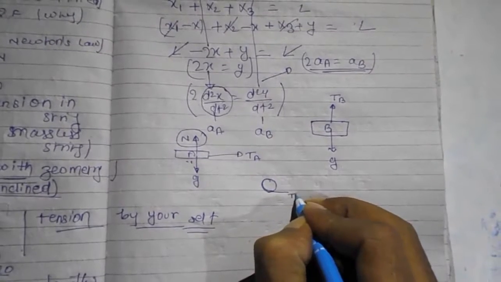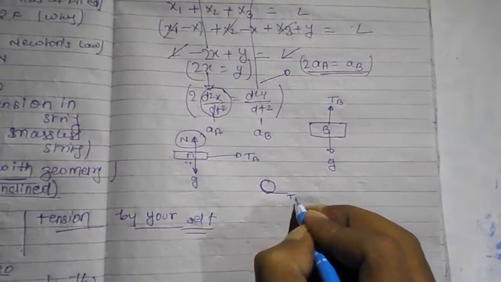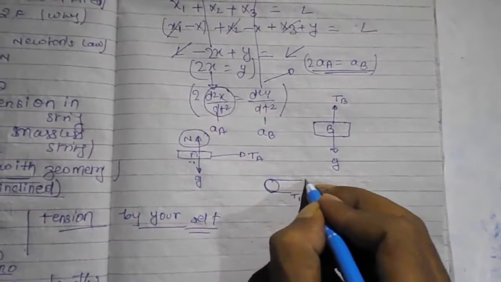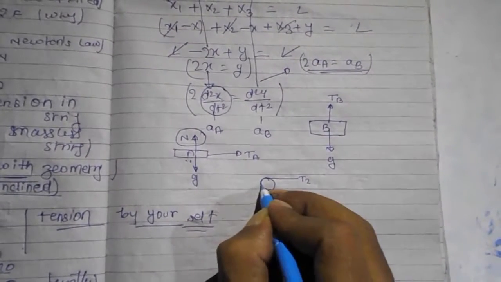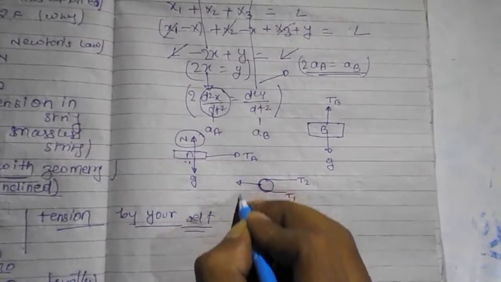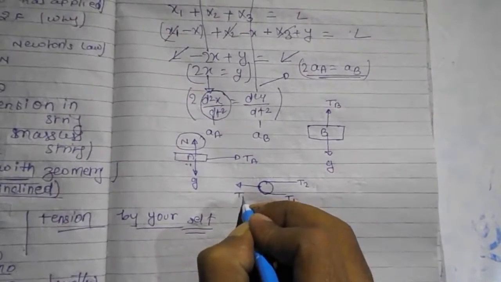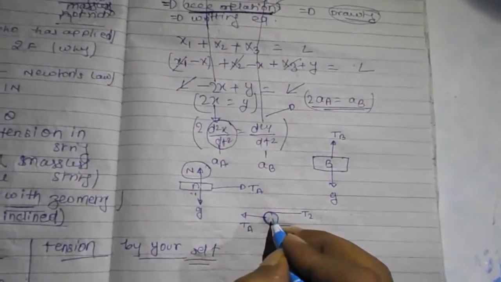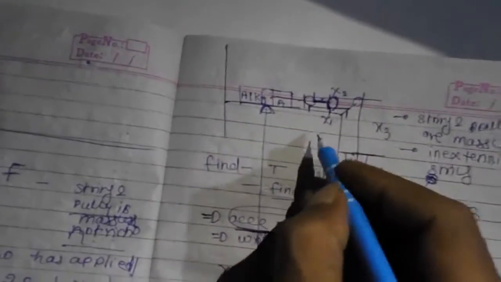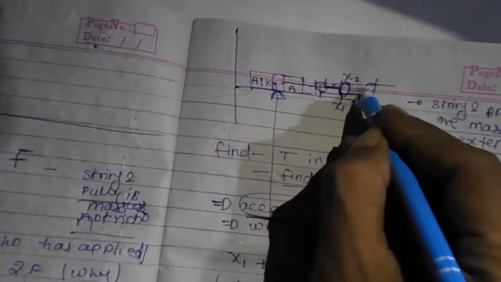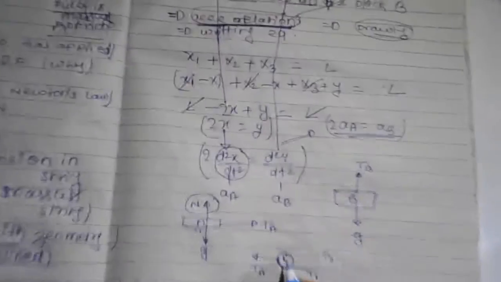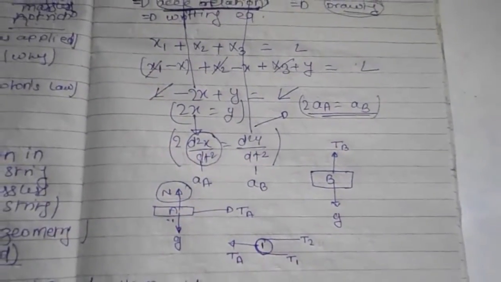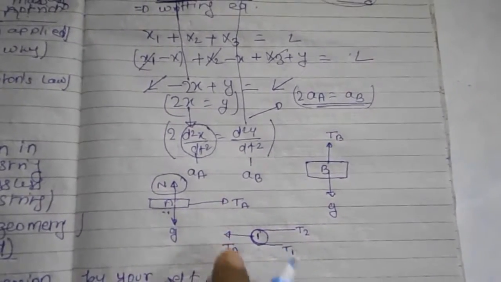So this is T1, this is T2, this is TA. Okay, let me write down. This pulley is A, the name of this pulley is 1, the name of this pulley is 2. Okay. So pulley 1, okay, T. Why? You should know why this is so.